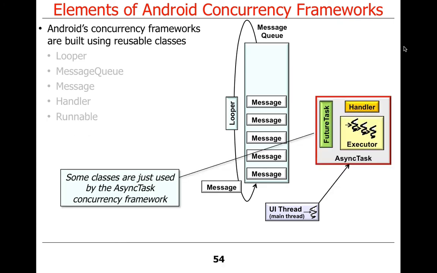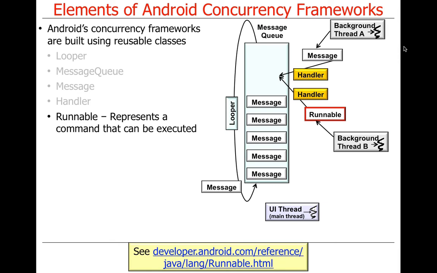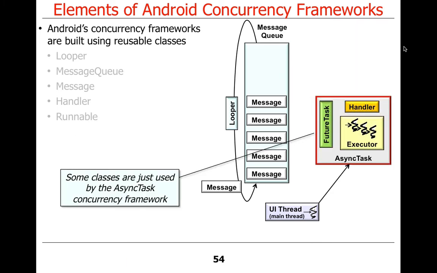Okay, so all the things we just talked about, looper, message queue, message handler, runnable, these are all the abstractions that you need to understand in order to program the Android HaMeR framework. And what you typically play with as first-class citizens in that framework are messages, handlers, and runnables, and then loopers and message queues are kind of hidden from you, but they exist underneath the hood. And we'll talk about them next class. There are also some other classes that are just used by the AsyncTask framework, which does a heck of a lot more stuff on your behalf.